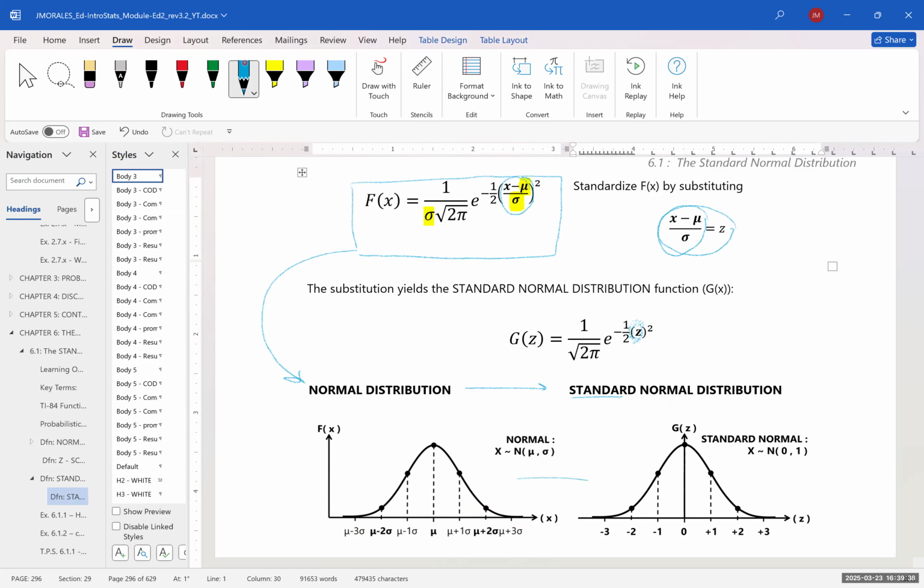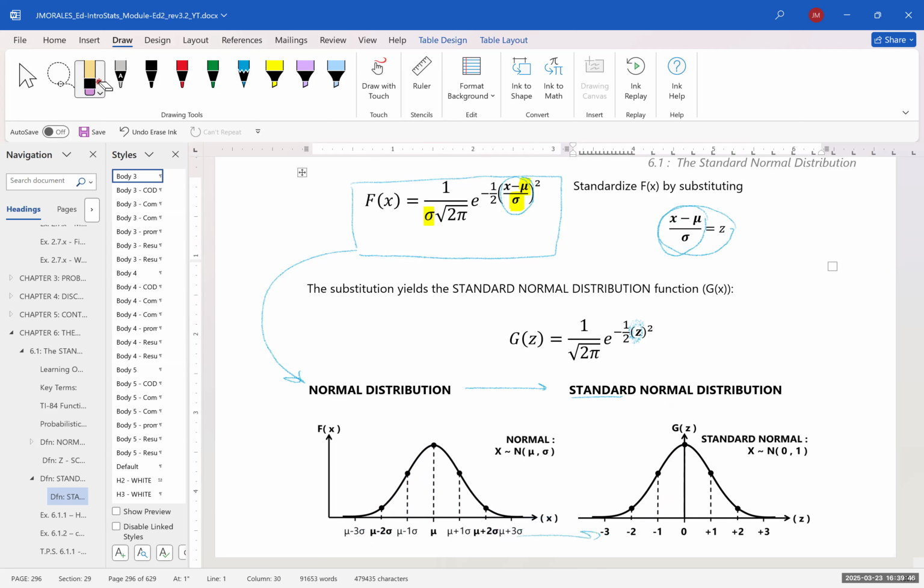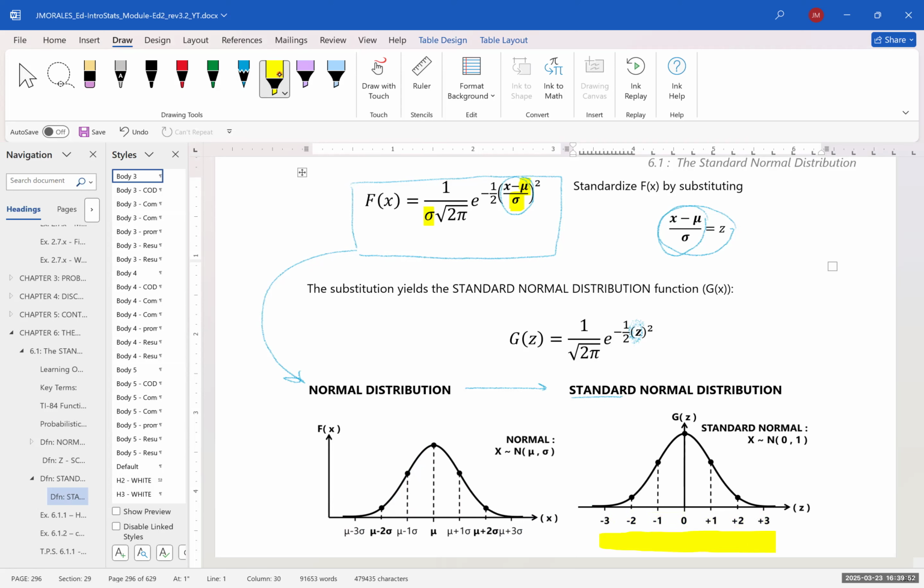And when we do the conversion, the shape stays the same. We've just changed the unitless scores here across the horizontal axis.